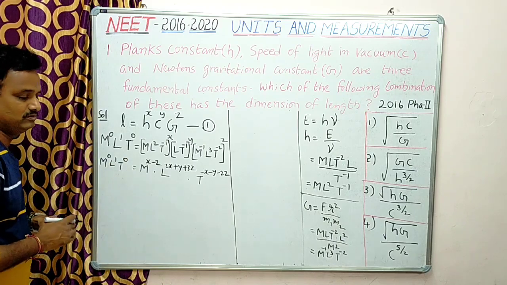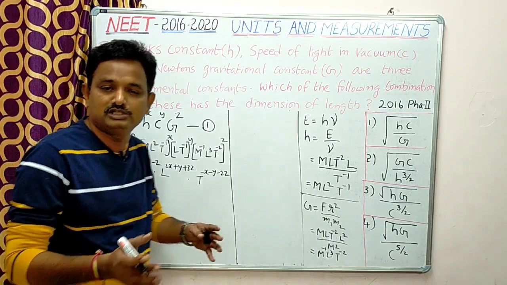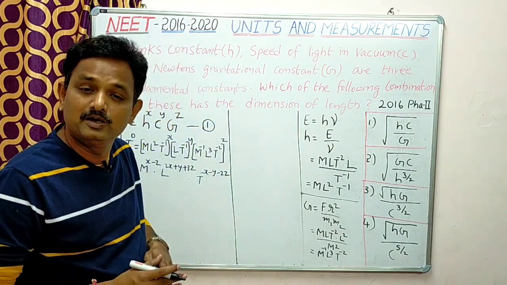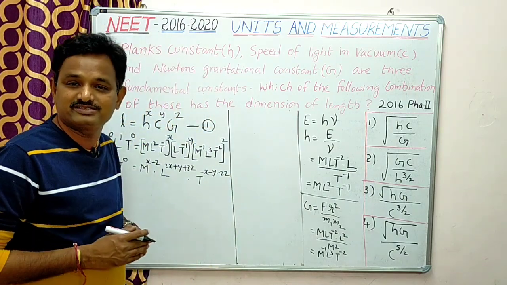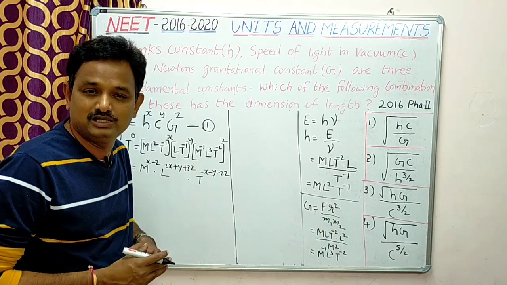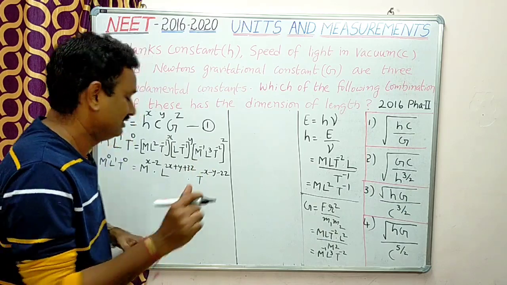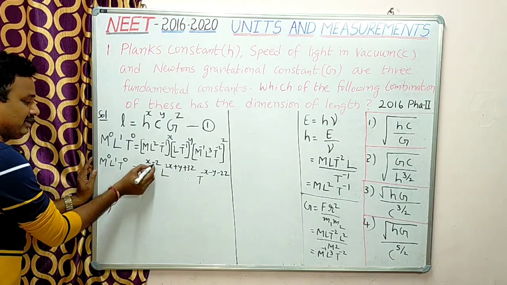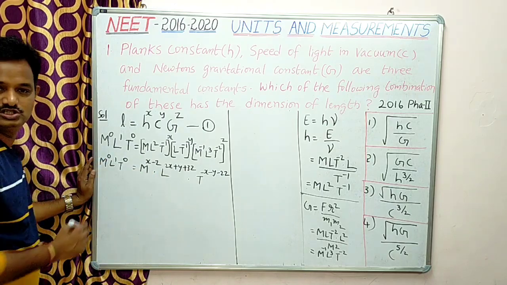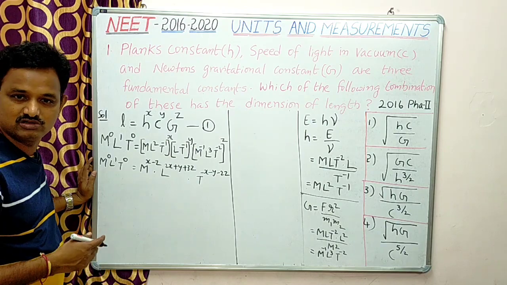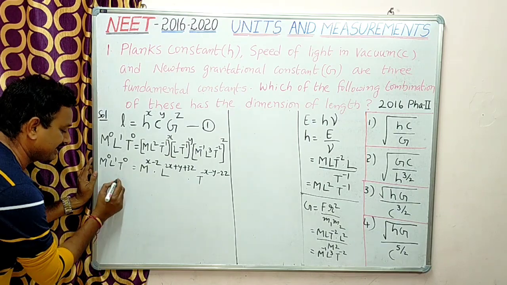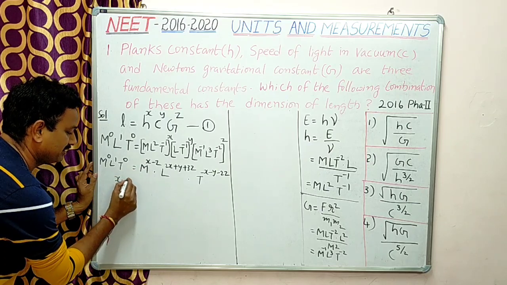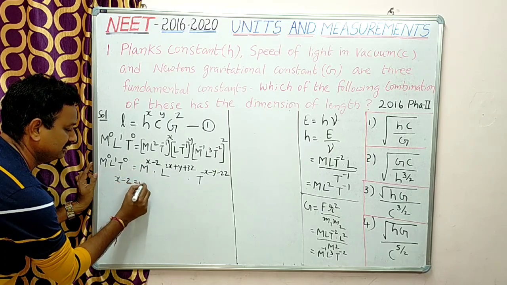Okay. Now I will apply the principle of homogeneity. From the principle of homogeneity, we can equate the powers of physical quantities on both sides. First I will equate the powers of m. Look at here, m power x minus z equal to m power 0. So here the bases are equal, so the powers will be equal. So what can I write? From the principle of homogeneity I can write x minus z is equal to 0.